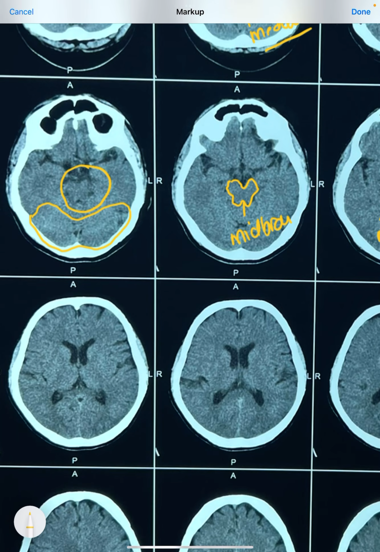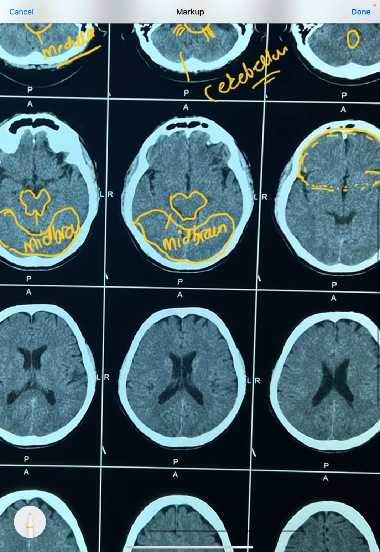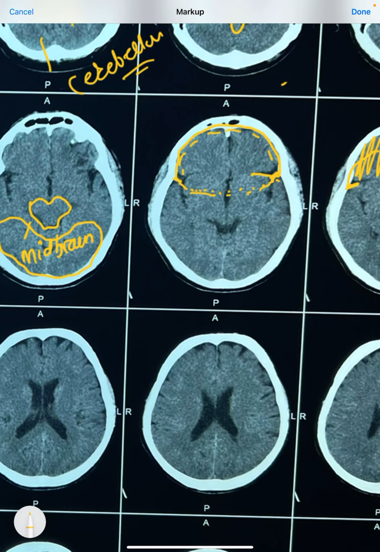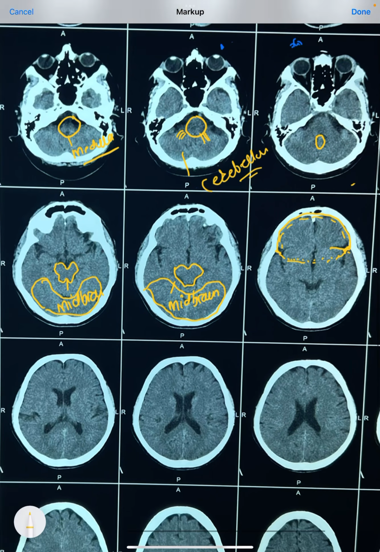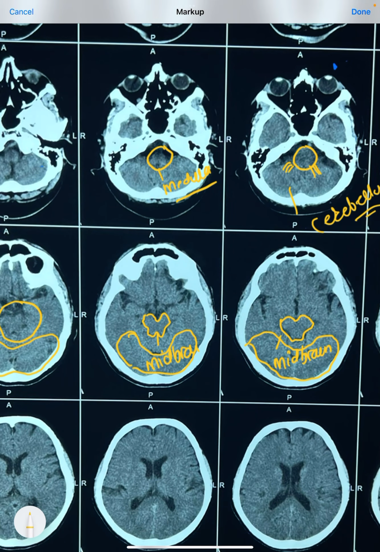So this occipital cortex can be very easily identified. Just find out the brainstem structures, and behind that, whatever you get is all occipital cortex. This is how you identify whether occipital cortex is involved or frontal cortex is involved.